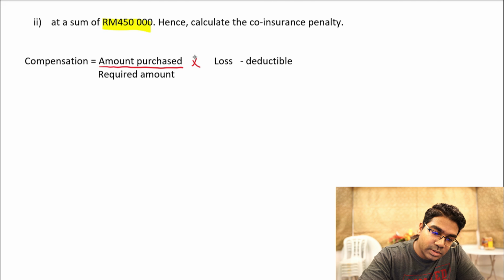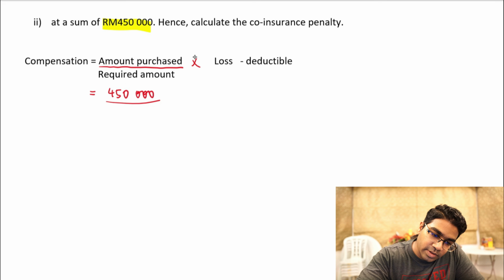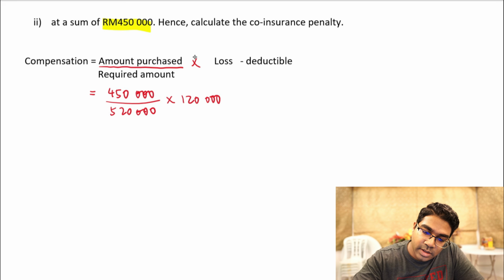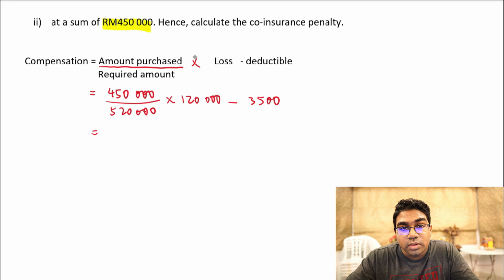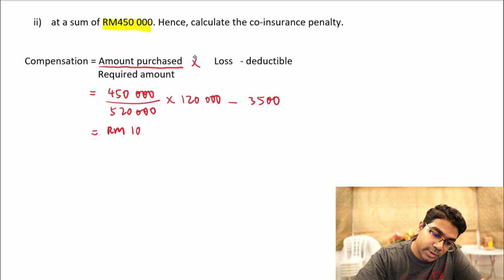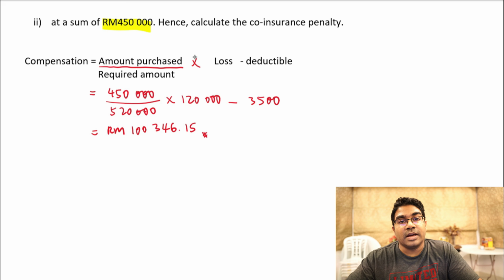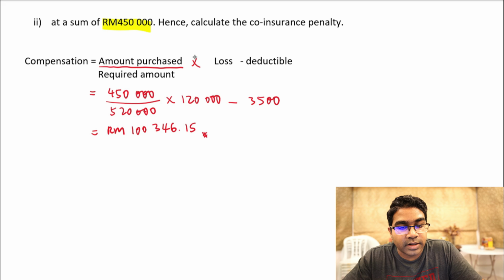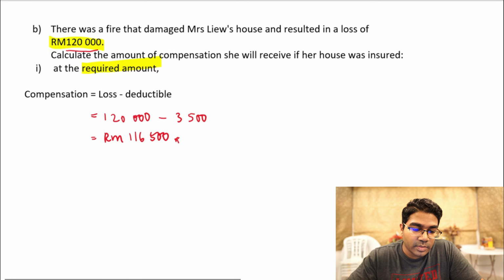And so this will be equals to, she only bought 450,000 out of the required 520,000. This multiplied by the loss, and this is the amount that is covered. And she also needs to pay the deductible, so minus 3,500 again. And so her total compensation would only be 100,346 ringgit and 15 cents. This is the amount that she will be compensated for. She will not receive the full 120,000 minus deductible as she would have if she bought the required amount.